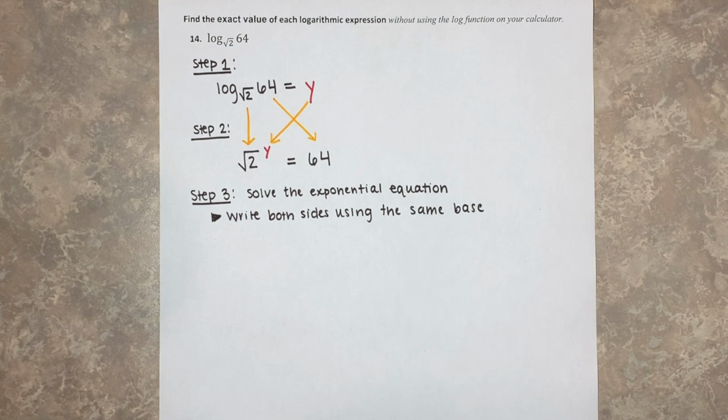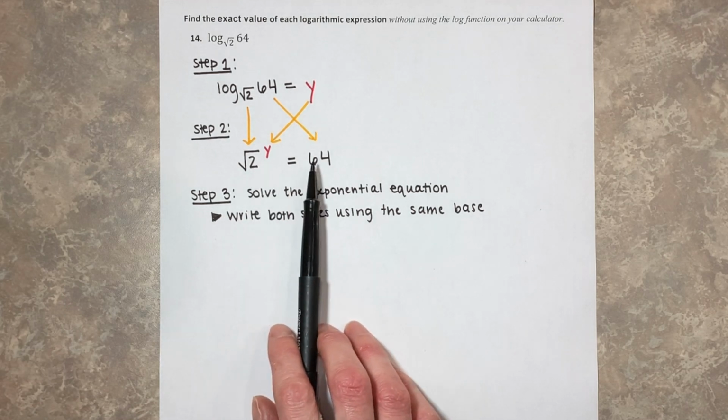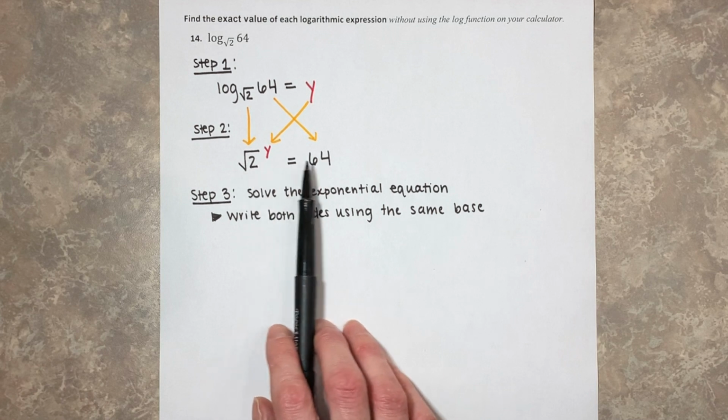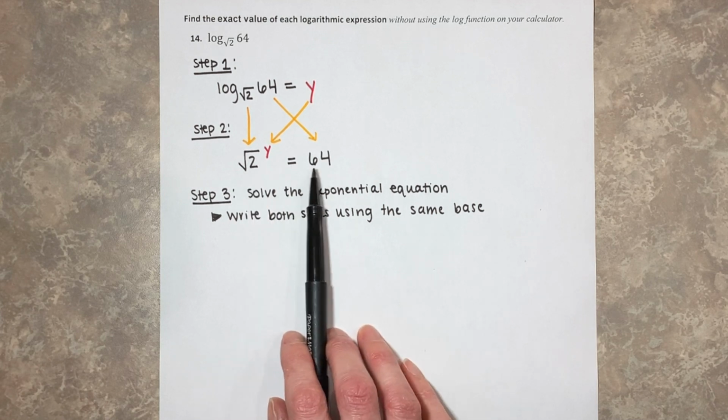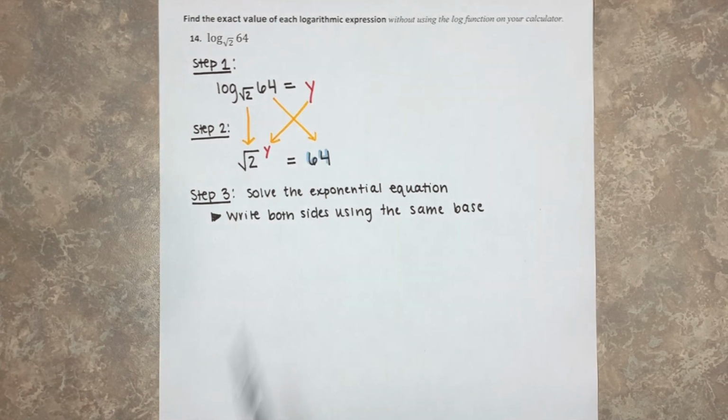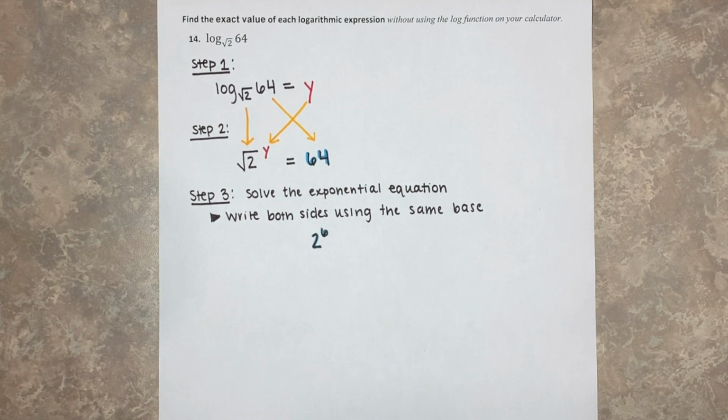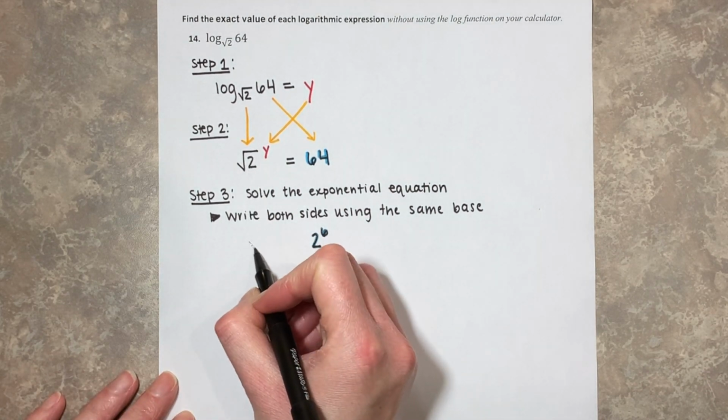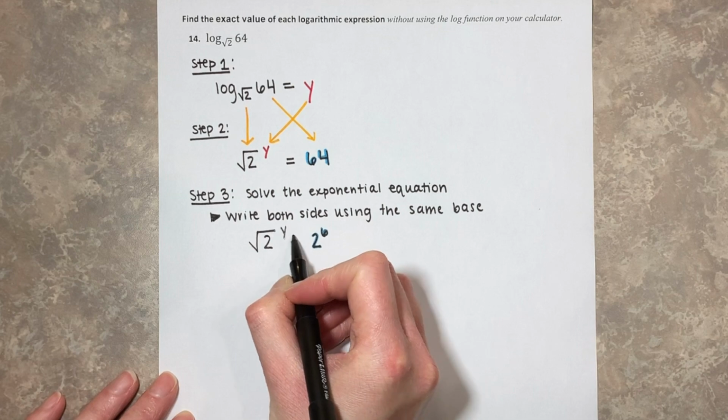Now this is a little bit tricky because of the square root, but let's ignore the square root for just a second. And let's look at the 2 and the 64. And let's ask ourselves, can we write both sides using base 2? We can. We can rewrite 64 as 2 to the 6th. And then let's bring down the square root of 2 raised to the y.